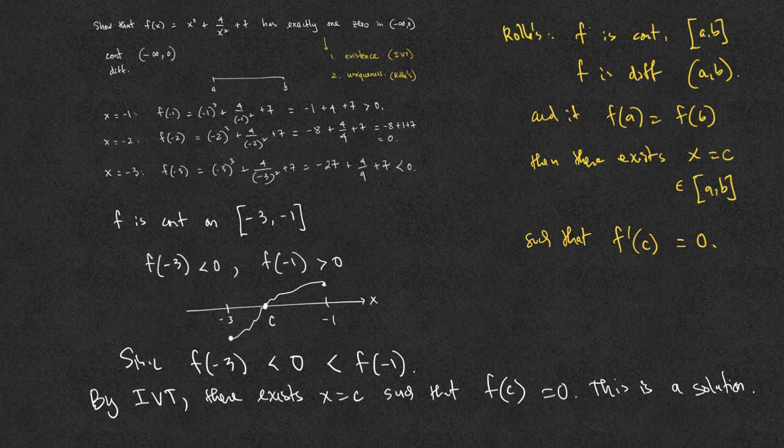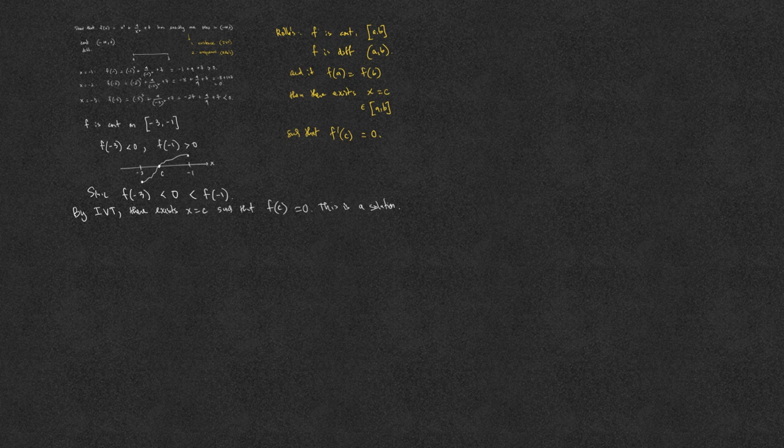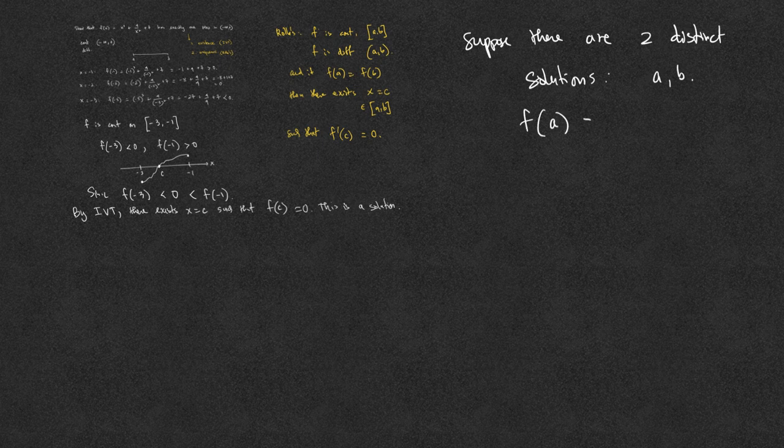We continue with the proof and assume that there are two distinct solutions. And so we assume that the solution is not unique in this case. And we call them a and b. Then it must be the case that f of a equals 0 and f of b equals 0, because a and b are the solutions, they are the zeros. Then f is continuous on the closed interval a, b, and this function f is also differentiable on the open interval a, b.